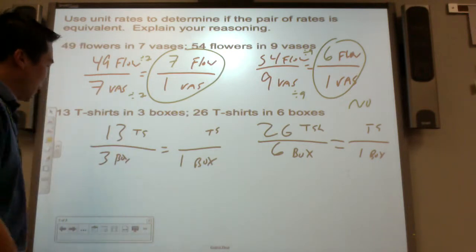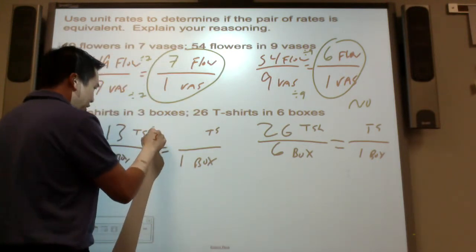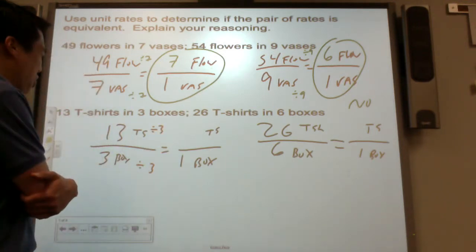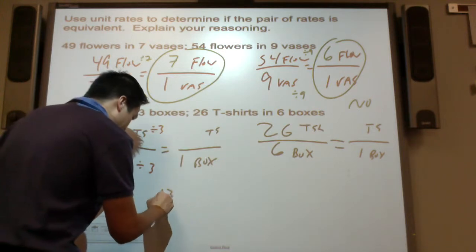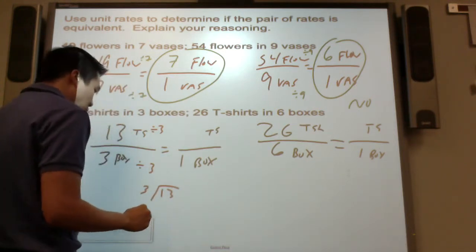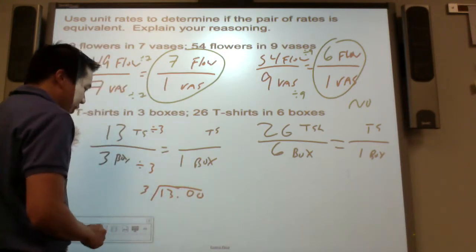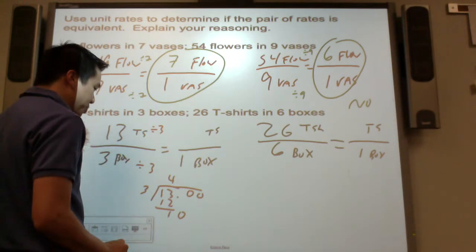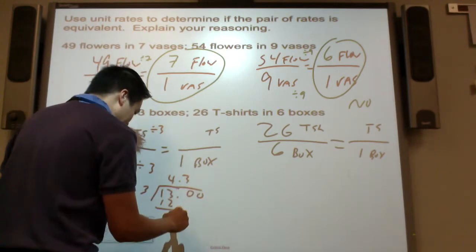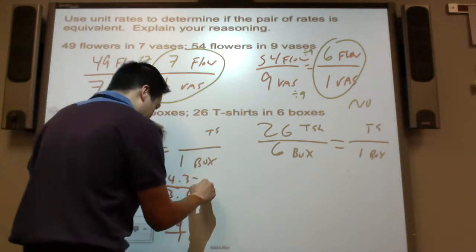So how do you break down 3 boxes to 1 box? You divide by 3. What is 13 t-shirts divided by 3? So, let's add some zeros here. How many groups of 3 go in 13? 4 times. How many groups of 3 go into 10? 3 times. How many 3s go into 10? 3 times. You know what?